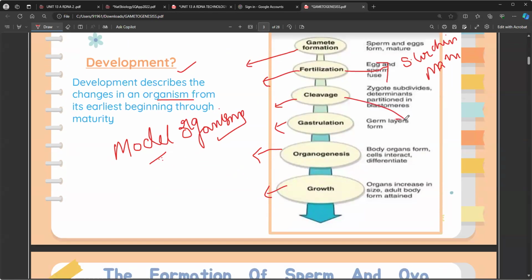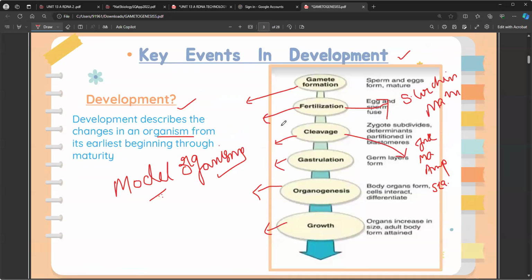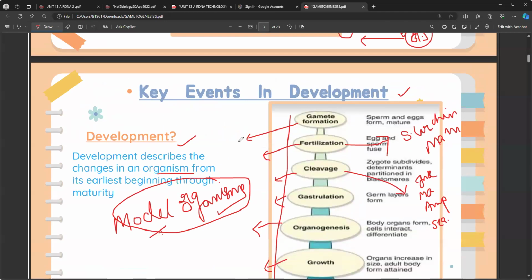So if you look into cleavage, we have to understand the mechanism of cleavage in insects. We have to understand cleavage in mammals. We have to understand cleavage in amphibians. We have to understand cleavage specifically in the sea urchin. So we are going to read different stages of development by using different model organisms. These are said to be developmental biology.